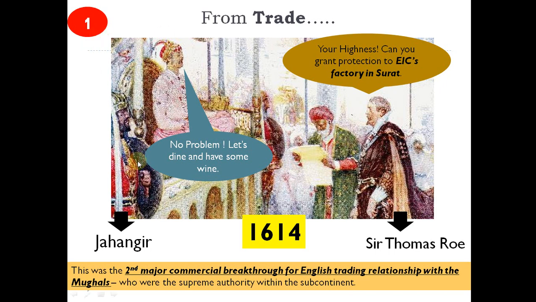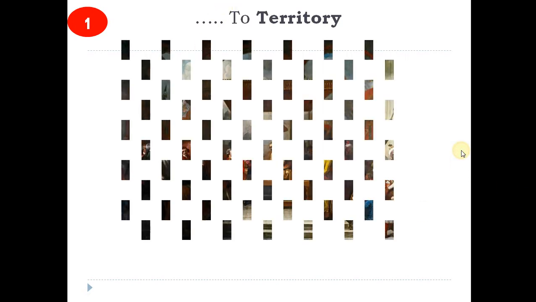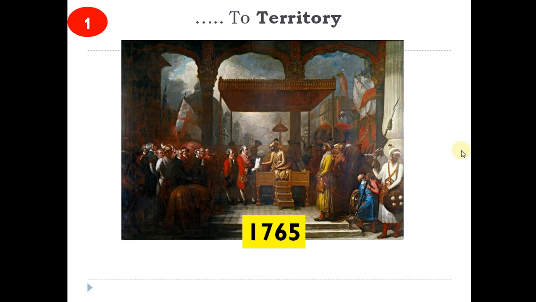Okay, so by this time, English has established itself at least in front of the Mughal authority as a trading entity, and it continued functioning as a trading entity for long. However, its ambitions transformed from trade to territory. But when exactly did this happen? If I were to answer this question, then I would say it happened in 1765.